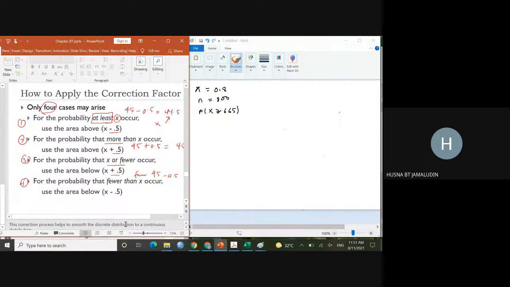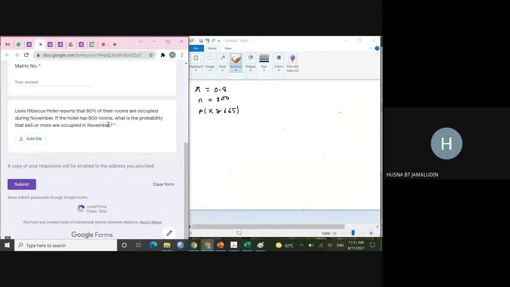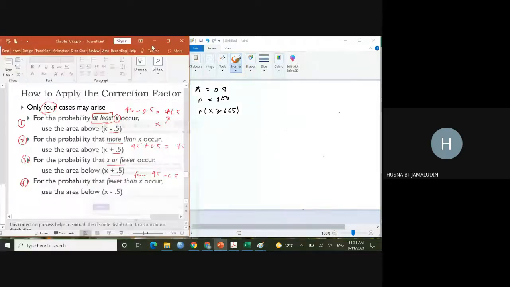It means that n is so large that your distribution will look like a binomial distribution. Because of that, even though this is chapter 7, you will have to apply some correction factor. So what is the question? Probability that 665 or more. So the 665 is your X or more. You are given a few cases, so which one does it reflect?